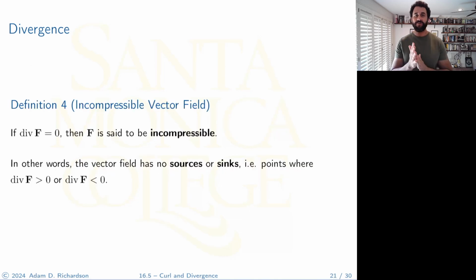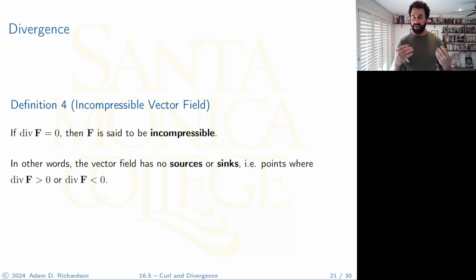All right, so now that we have a definition of divergence, we can define what it means to be an incompressible vector field. Simply put, if the divergence of your vector field is 0, then F is said to be incompressible. Nothing's flowing in, nothing's flowing out. Another word for this is that your vector field has no sources or sinks. By definition, a source is a point where the divergence is positive, stuff is flowing out. Things are coming out of it, right? A sink is a point where the divergence is negative. Things are flowing into it.